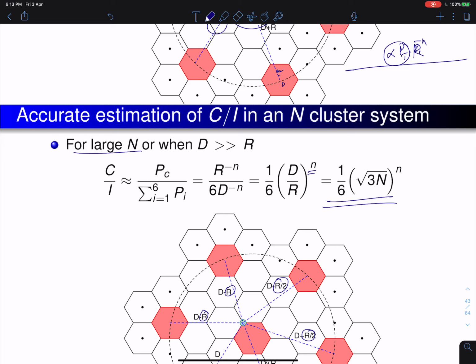Now you have a neat relationship between carrier to interference ratio and the cluster size n. Of course, the path loss is fixed, so this is something we can't tamper with. This is entirely what reality gives us.